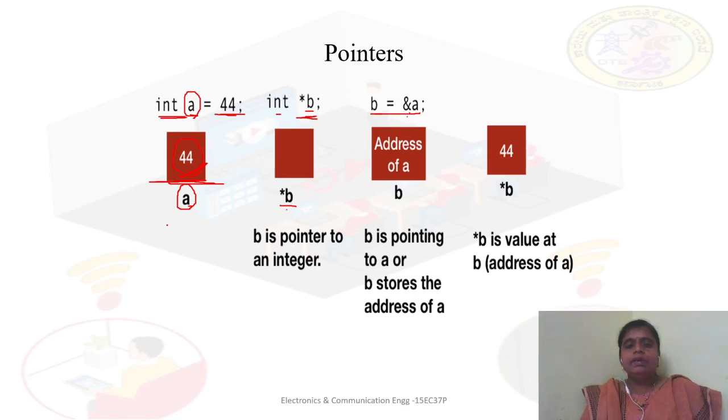Now, I said that a occupies a fixed memory location. Suppose that memory location is 1000. So here the address of a is stored, and the value of b will be 1000. Now star of b, where b is pointing to that address, is nothing but the content of a. So that will again be 44. This is how pointers work.